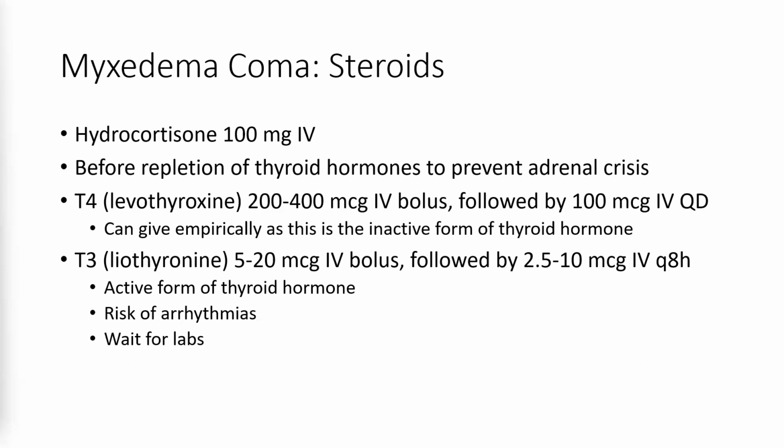And so you can give T4 empirically because this is the inactive form of the thyroid hormone. Remember, it needs to be converted to T3. If you want to give T3, which is 5 to 20 micrograms IV bolus, followed by 2.5 to 10 micrograms IV every 8 hours, this is the active form of thyroid hormone. And you run the risk of arrhythmias here. So you want to wait for labs because T3 is an active form. T4 is okay just to give because it is an inactive form. But T3 is an active form. And that's why we usually want to wait for labs and EKG to make sure we don't precipitate an arrhythmia.